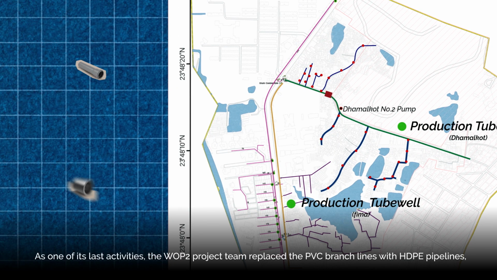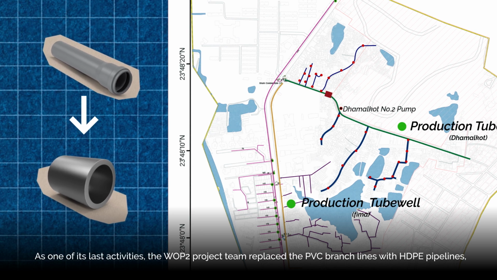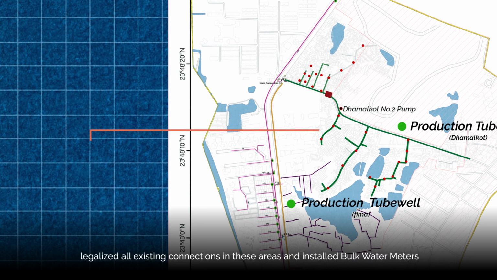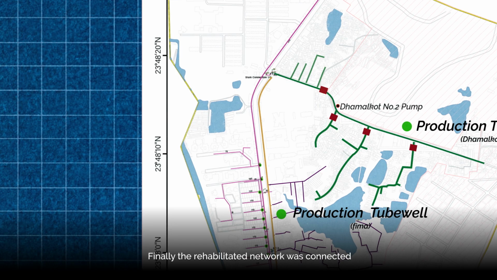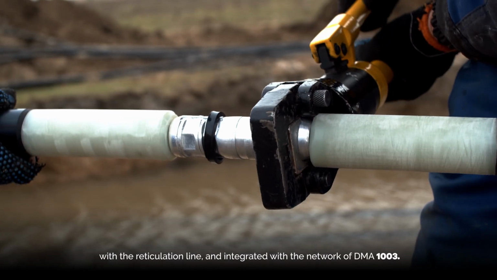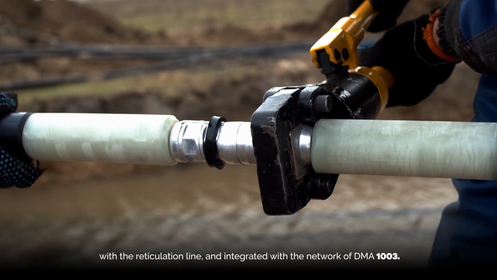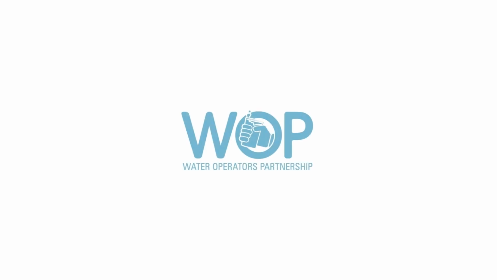As one of its last activities, the WP2 project team replaced the PVC branch lines with HDPE pipelines, legalized all existing connections in these areas, and installed bulk water meters to measure the water consumption and flow. Finally, the rehabilitated network was connected with the reticulation line and integrated with the network of DMA 1003.